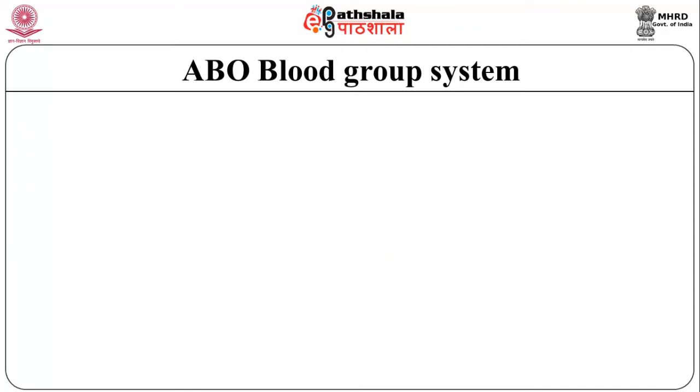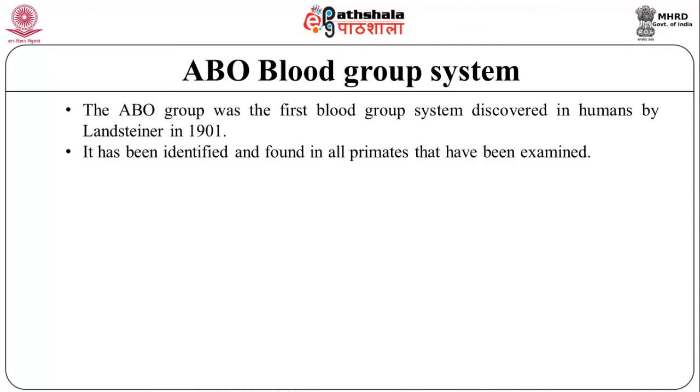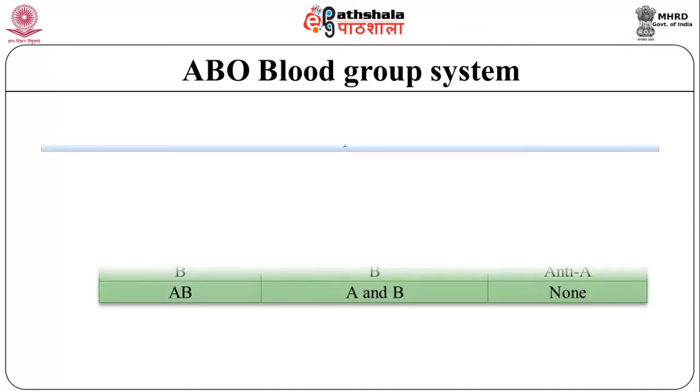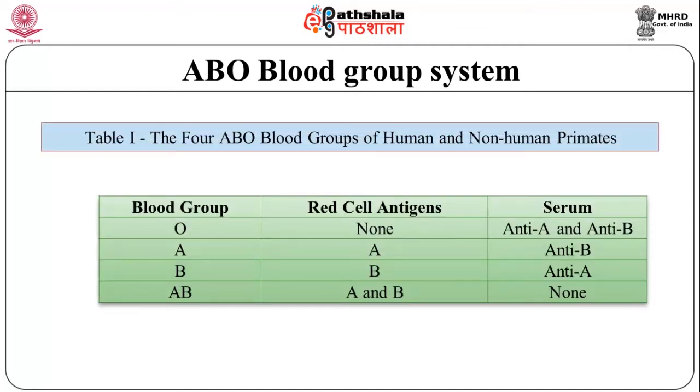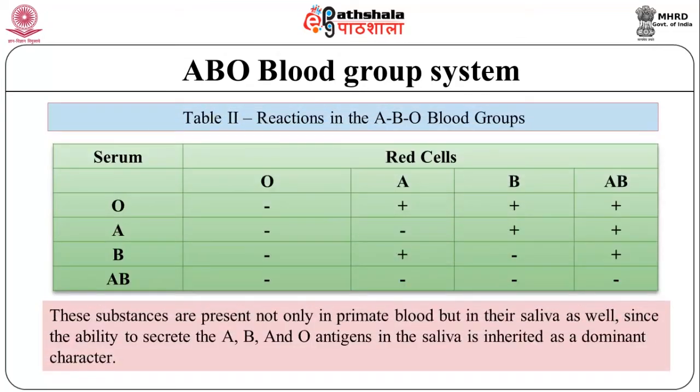Now let's talk about the ABO blood group system. The ABO group was the first blood group system discovered in humans by Landsteiner in 1901. It has been classified and found in all primates that have been examined. Primates have 4 blood group types: A, B, O and AB. Table 1 shows the 4 ABO blood groups of the humans and non-human primates. Table 2 shows the reaction on the ABO blood group.